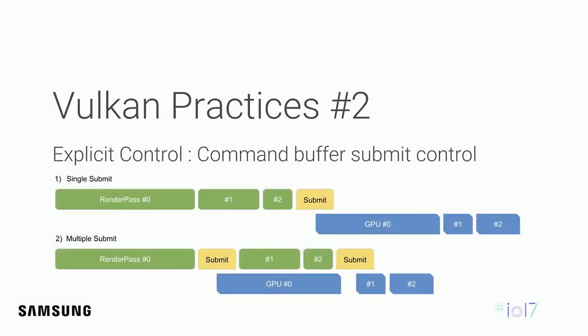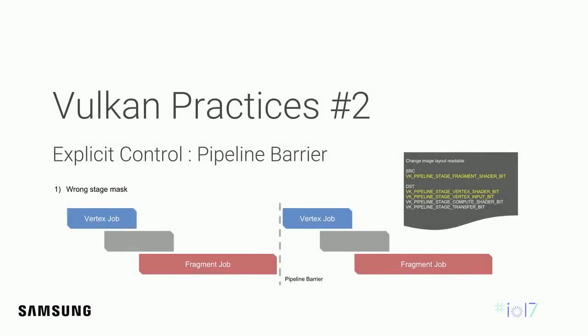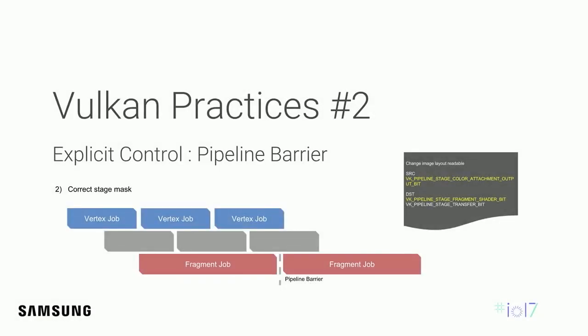Second, explicit control. You can manage precise command buffer submits, one for each render pass or one for some groups of render passes. You can also change dependencies between each pipeline stage with the pipeline barrier function. If you give a barrier between fragment and vertex stage, then every vertex stage will wait until the previous fragment stage finishes. If you change the barrier between every fragment stage, then there will be no waiting between fragment and vertex stage anymore.